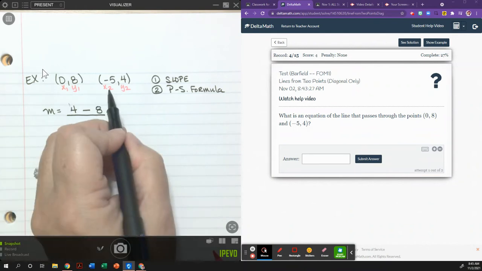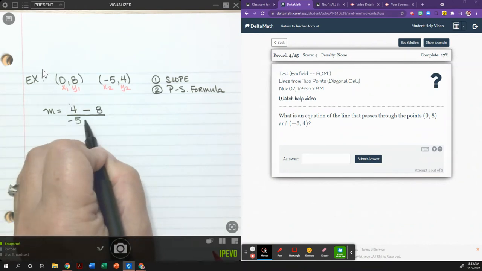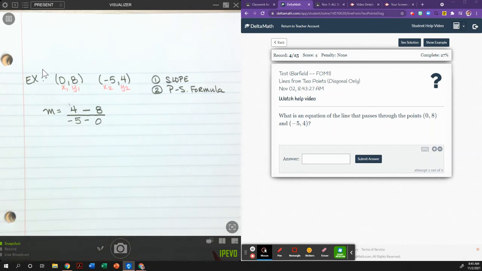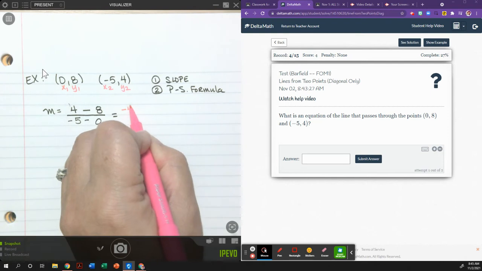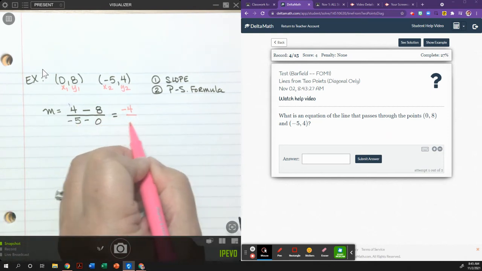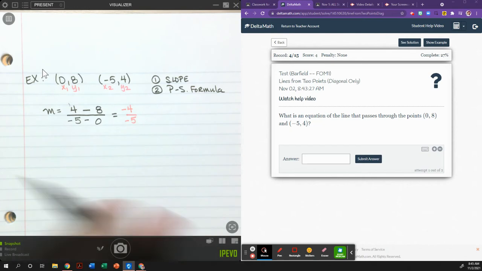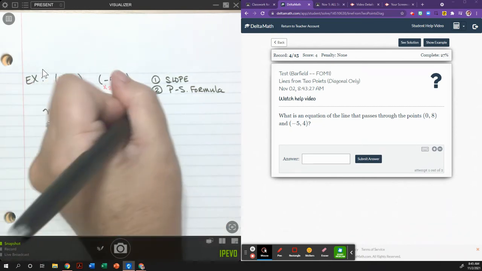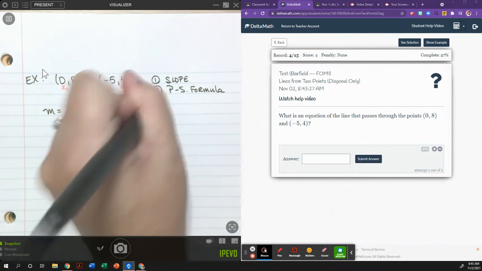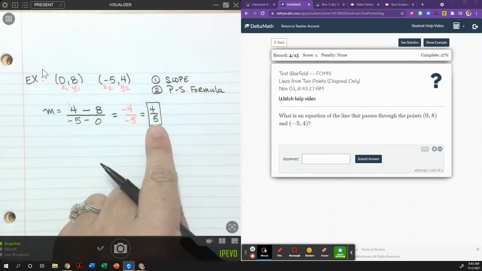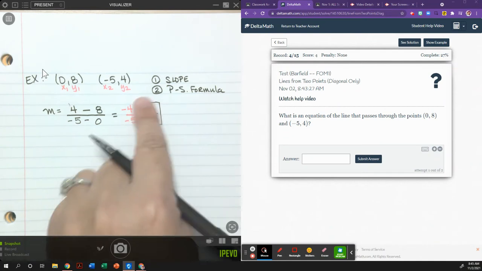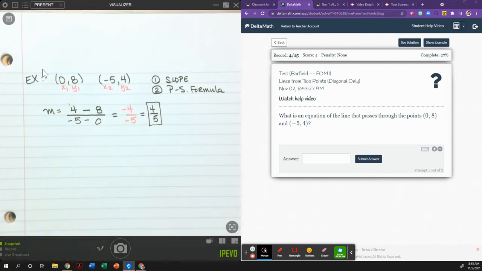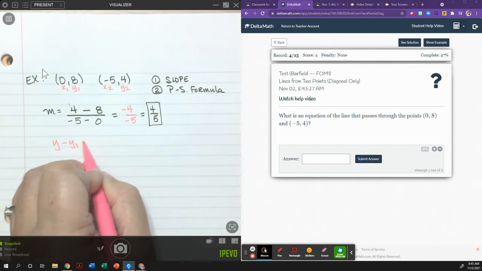All right, so 4 minus 8 is negative 4, negative 5 minus 0 is negative 5, and that becomes a positive 4 over 5. Okay, now that means this problem might be a little bit tougher than we'd like to admit, because it's got a fraction in it. But you can use Desmos to multiply your fractions when the time comes.